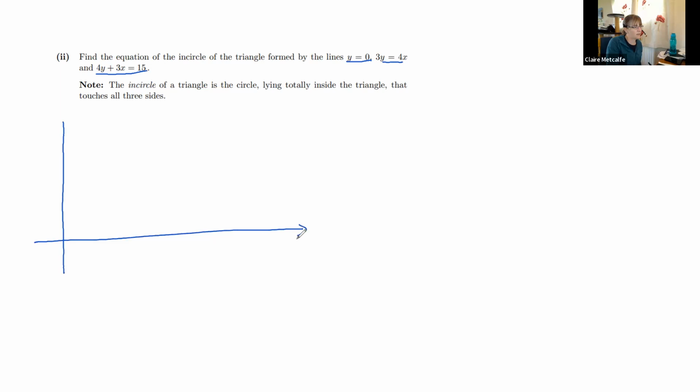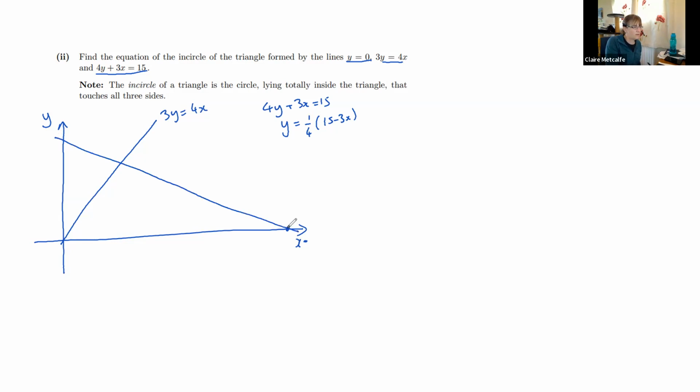We've got the lines: x-axis, which is y equals 0. We've got the line 3y equals 4x. And then we've also got the line 4y plus 3x equals 15. That can be arranged to get y equals 1/4 of (15 minus 3x). So it's got a gradient of minus 3/4. It crosses the x-axis at 5. So when y equals 0, x equals 5. When x equals 0, y equals 15/4.